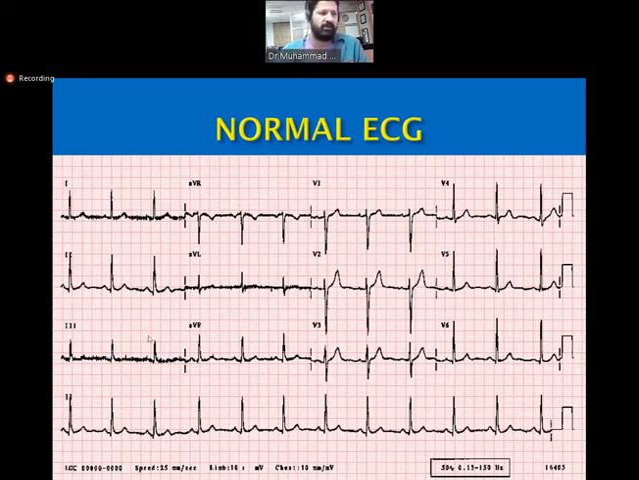So this is the normal ECG as I previously described. We have to know this segment of the ECG, that is the ST segment. It is a horizontal line from the end of the QRS complex till the beginning of the T wave. You can see it is a horizontal segment. It doesn't deviate from the horizontal line. So this is the normal ECG of a person with a rate of about 75 or 65 beats per minute.